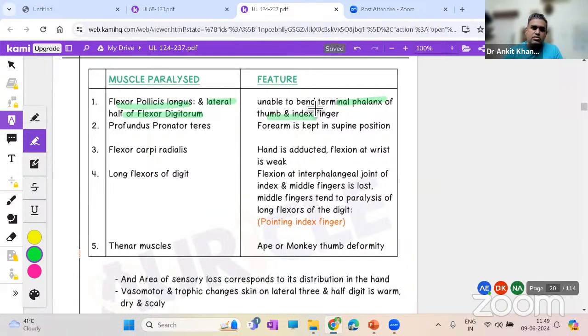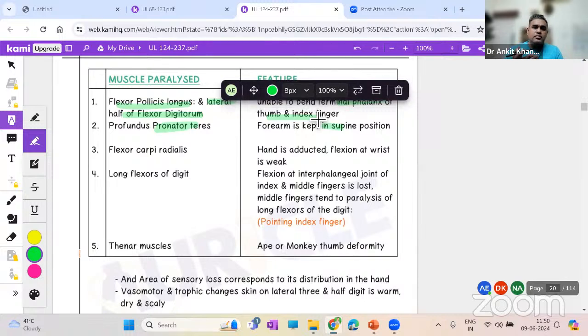They remain restricted like this, known as pointing index. So suppose you ask a person to make a fist, he's not able to make it completely. He's pointing index over here. Okay. Then pronator teres is also gone. So what will happen? If the pronator teres is gone, there is going to be a supine position. So the hand will be kept in the supine position only. Why? Because pronator teres is paralyzed, so pronation will be weakened. So the hand will be in the supine position like this.